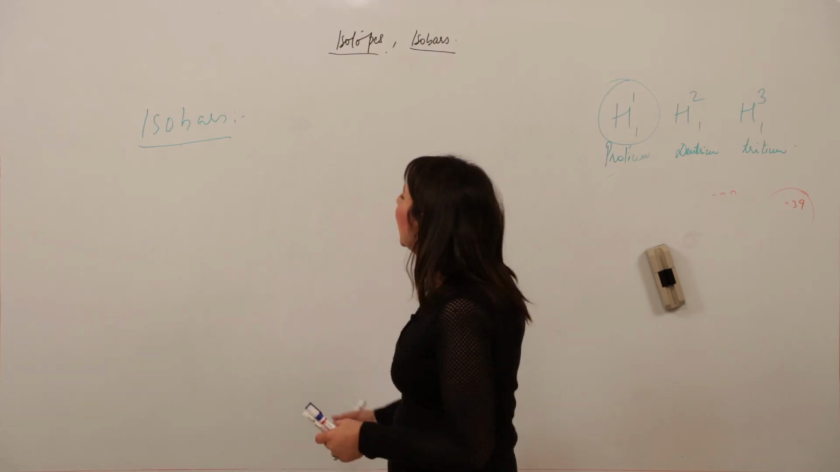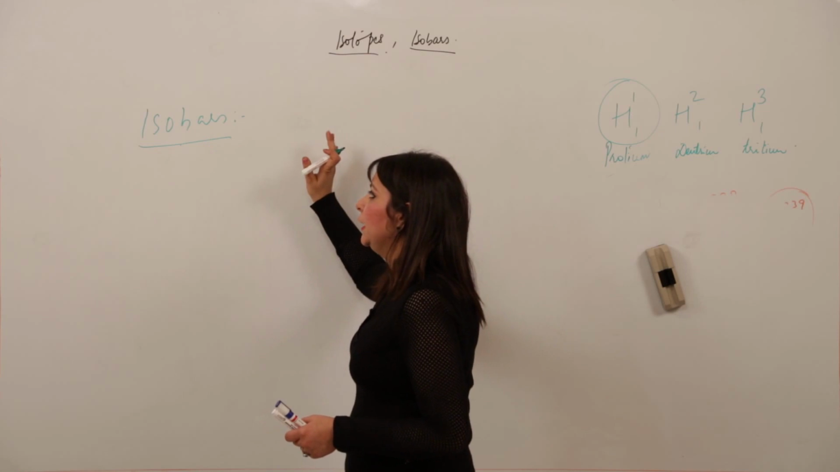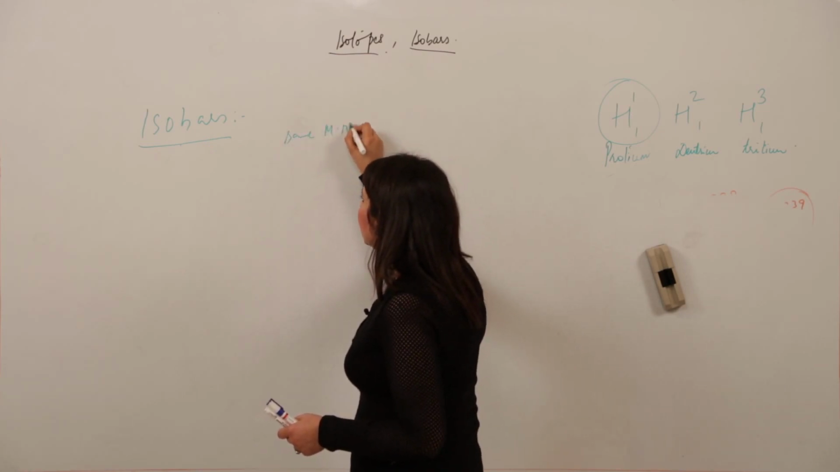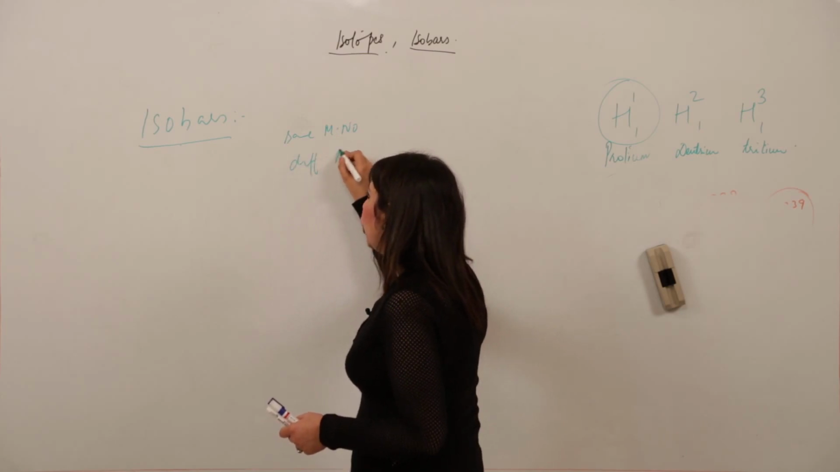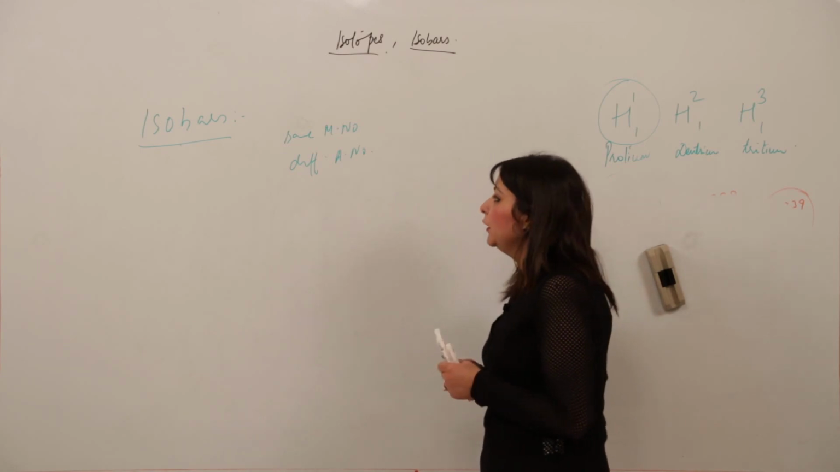So look at the board, I'm going to explain it to you. Isobars are the atoms of different elements that have the same mass number but different atomic number. For example, I take an example. It will be clear in your mind then.